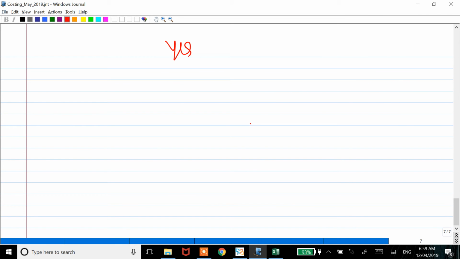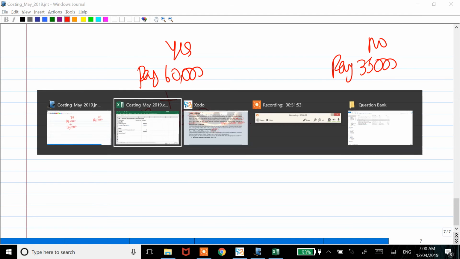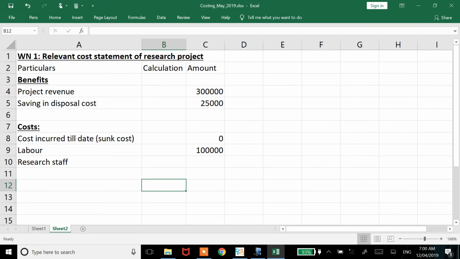if you do the project, pay 60,000. If you don't do the project, 35,000. It doesn't end here. You will pay them 60, work gets over, and then pay them again 35,000. Unless you are making an assumption that if I continue for 1 year, I will not pay them redundancy pay. If that's your alternate assumption, because either I tell them you go out of the company now, or you go out of the company after 1 year.